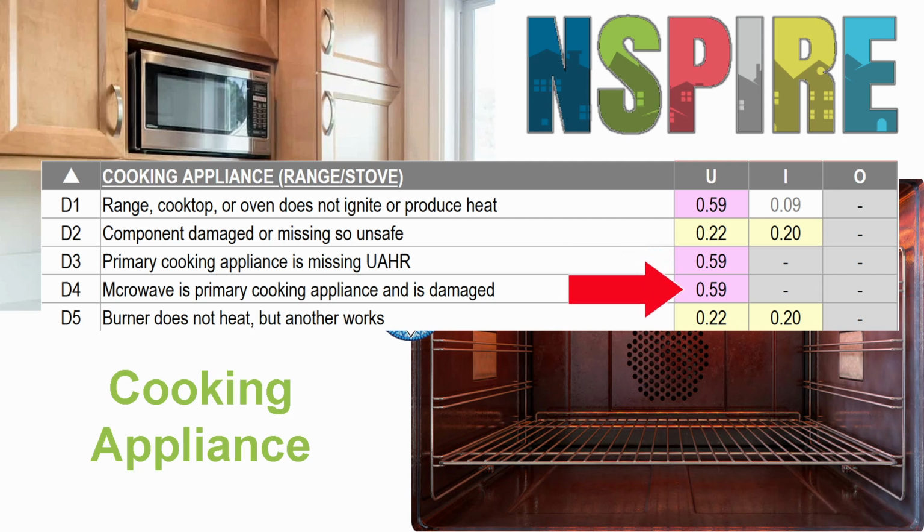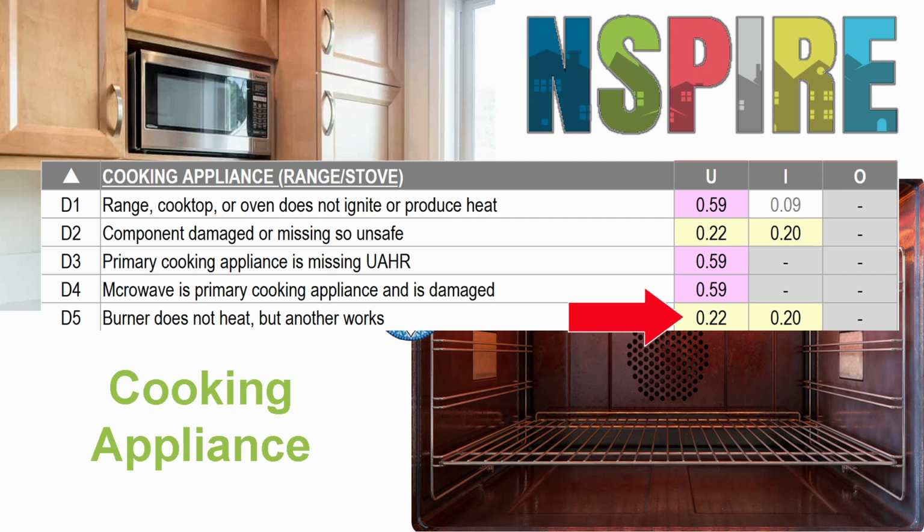Deficiency 4, a microwave oven is the primary cooking appliance and it is damaged. This is also worth 0.59 in a unit, cannot be cited inside. Deficiency 5, burner does not heat, but another burner does work. This is worth 0.22 in a unit, 0.2 inside. So one or two burners don't work, but there is at least some working burner on the stove.